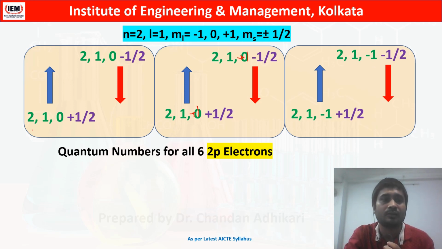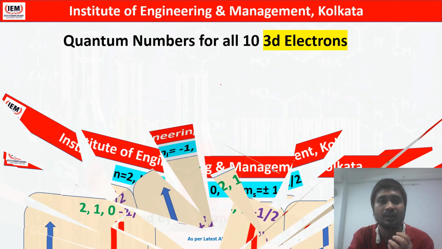L is 1, that is fixed, so 2 1 will be fixed, so the only change will be the ml values and plus or minus half. Okay, so we have taken this one, ml has 0, this one ml has plus 1, and this ml value is minus 1. So now you cannot tell that 2 electrons have the same 4 quantum numbers. All the 6 electrons have different quantum numbers. That's the beauty of these quantum numbers. It tells everything about the electrons.